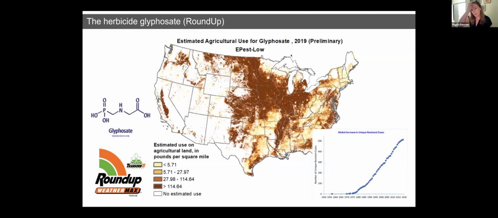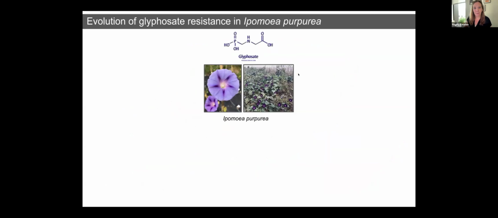And so with any type of selection that we're imparting on really anything, but especially the agricultural ecosystem, plants will adapt. And I'm just showing you here an image of the increase in herbicide resistance over time. And so this is any resistant case in any weed to any herbicide, but you can see a dramatic increase of herbicide resistance over time.